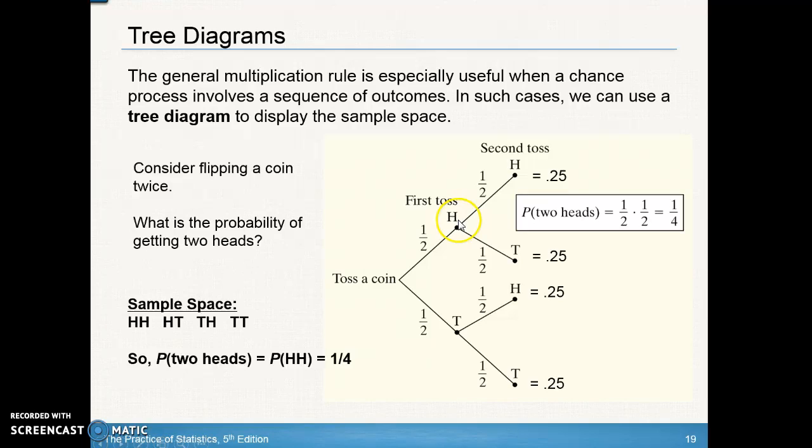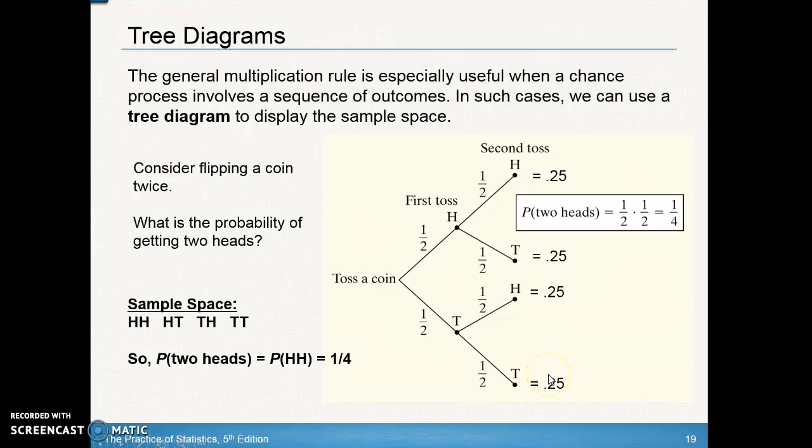So I can get heads, heads, or heads, tails. If I got tails the first time, on the second toss I still have 2 options. I could get tails, heads. I could get tails, tails. And you always want to include the probabilities associated with each event. 1/2 heads, 1/2 tails. The second time, 1/2 heads, 1/2 tails. Now, where did this 0.25 come from?